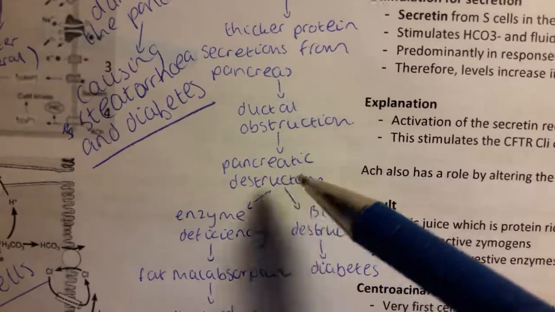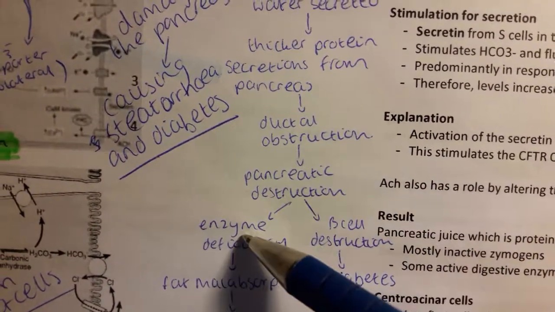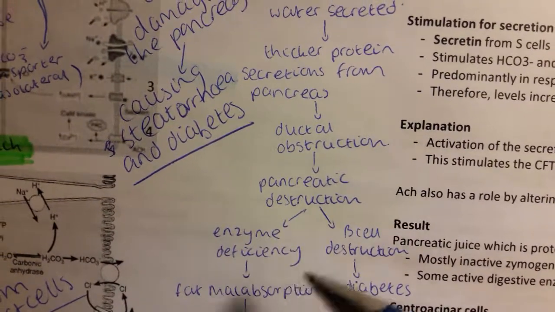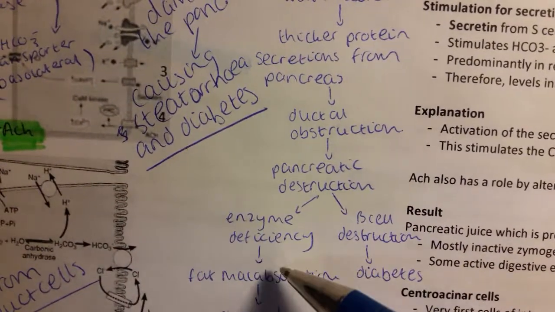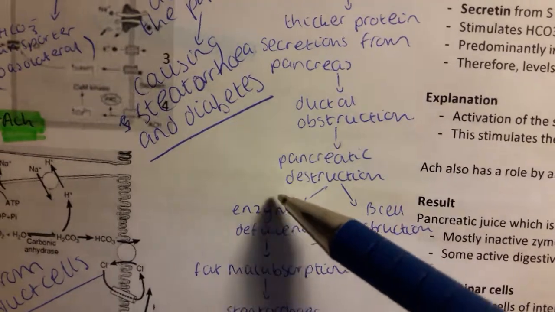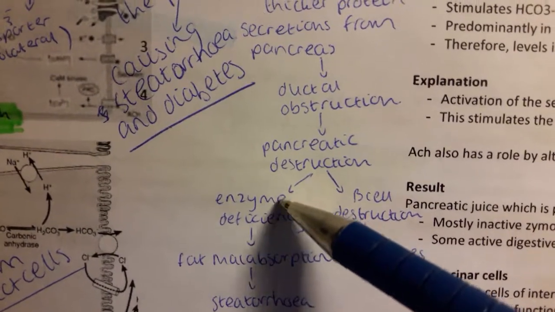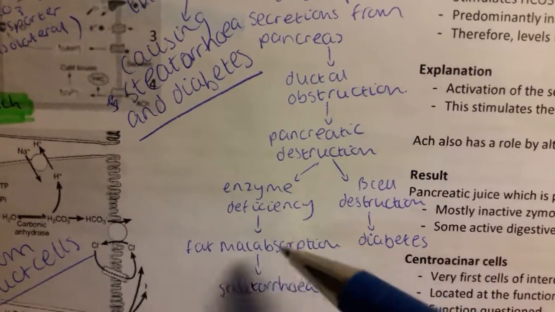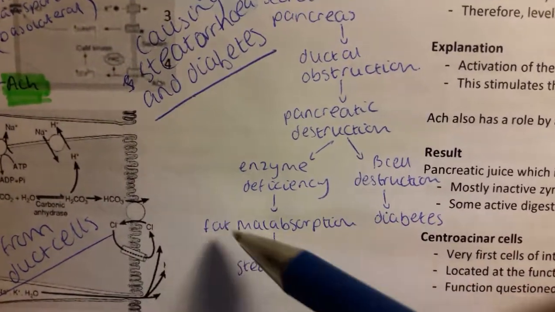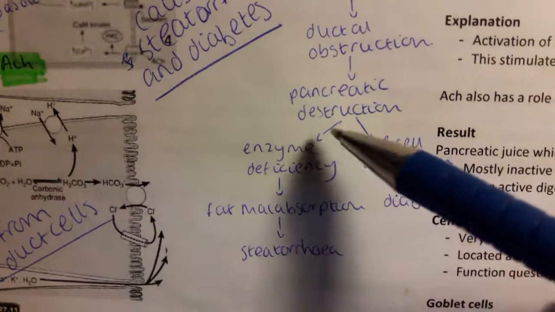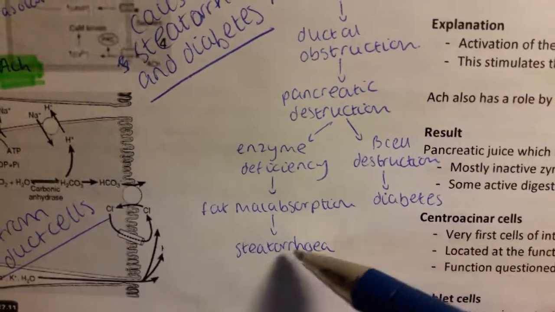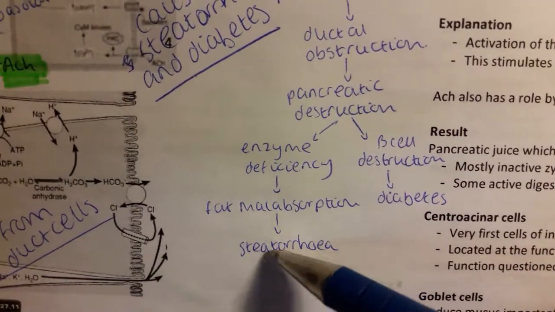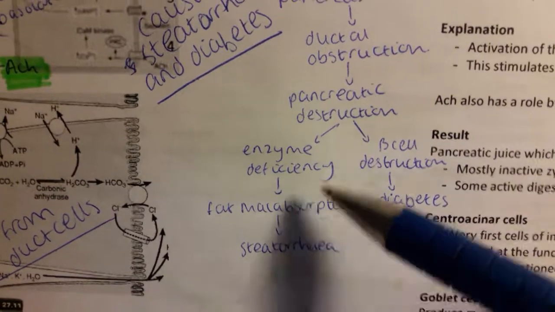If the pancreatic tissue is destroyed, well, what's part of the pancreas? Well, you've got the acinar cells that make the enzymes, the lipases and zymogens for protein digestion. So you have enzyme deficiency. If you have enzyme deficiency, then you're going to have fat malabsorption, because you won't be able to break down the fats into fatty acids to absorb them. So therefore you'll have steatorrhea. Rhea means feces, and steat means fatty, so fatty stool essentially.